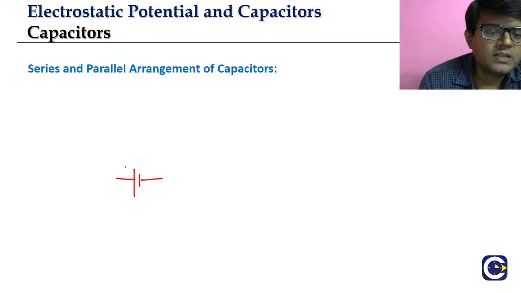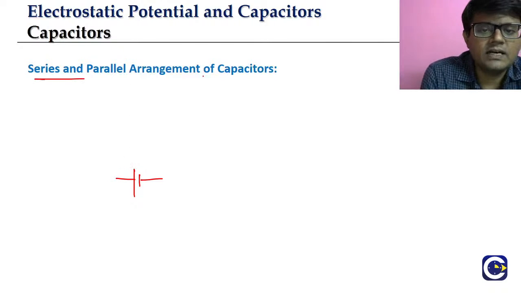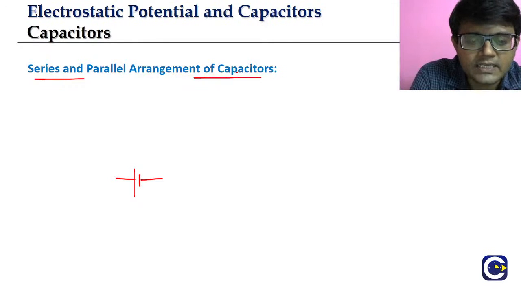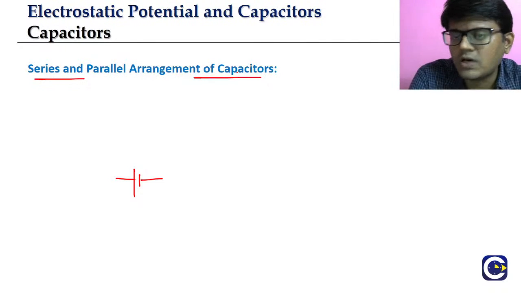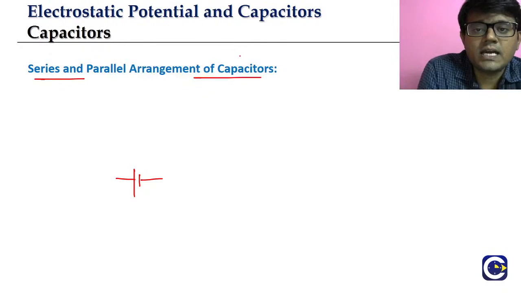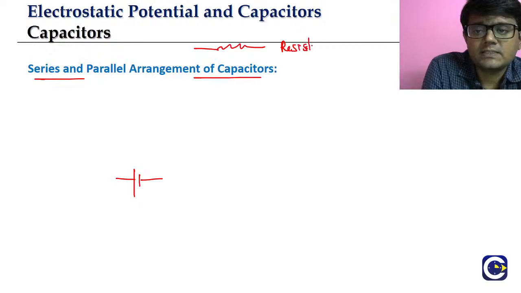Okay. Then when we have the capacitors connected in a particular arrangement, if they are connected in one manner, we will call it series. If they are connected in another manner, we will call it parallel. So we will try to see what is series and what is parallel. In the series and parallel concept, this is not only for capacitors. Even when we go to the current electricity chapter, there we'll talk about the series and parallel combination of resistors.